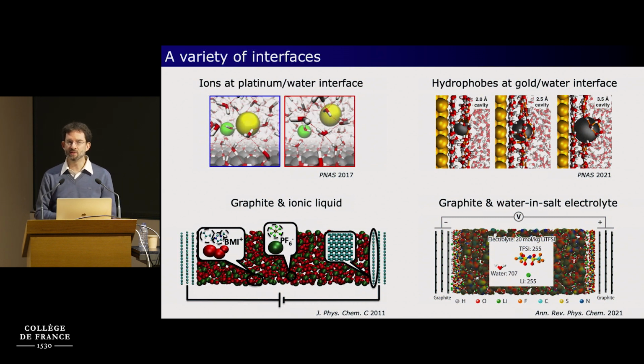And so the idea is to do a computer experiment in which you model the interactions between the constituents of your system. So it could be ions, it could be water molecules, it could be electrode atoms, hydrophobic molecules, or more complex electrolytes. And you want to predict the trajectory of these water molecules and the ions in your system. And in order to do that, you simply solve Newton's equations of motion numerically.